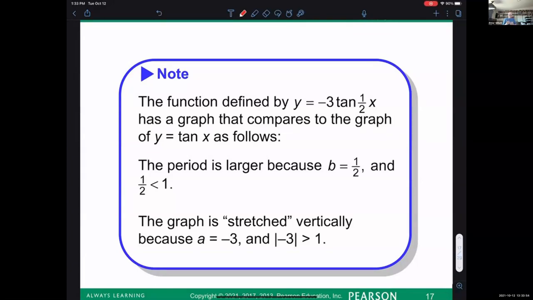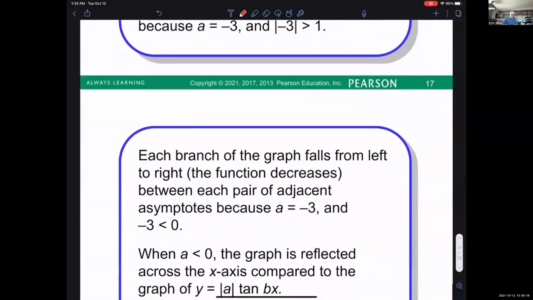And since we don't have an amplitude to talk about being changed, as I was trying to describe, the graph is stretched in the up and down or vertical direction, because a was negative 3, and the absolute value of that is bigger than 1, so that's going to make the function go outward in the vertical direction, higher up and higher down than it did before. And the negative part also makes it, in this case, turn upside down. So it's nice for them to try to summarize. I was trying to do that all along the way, but hey, they have a note to do that as well.